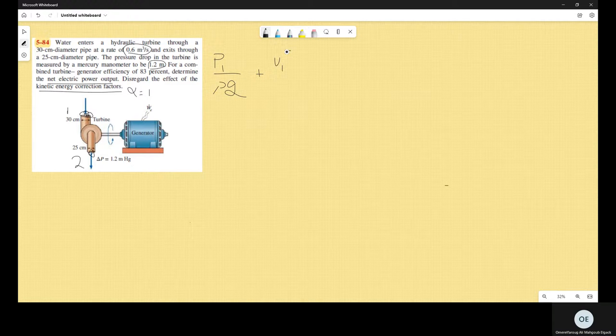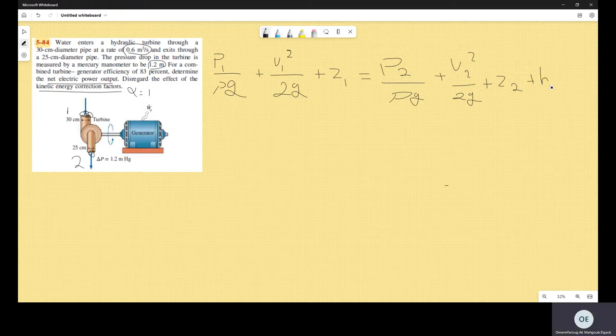V1 squared by 2g plus Z1. Here we don't have a pump, so on the left hand side there is no head of the pump. This is equal to P2 by rho g plus V2 squared by 2g plus Z2 plus the head of the turbine plus the head of the irreversible losses.